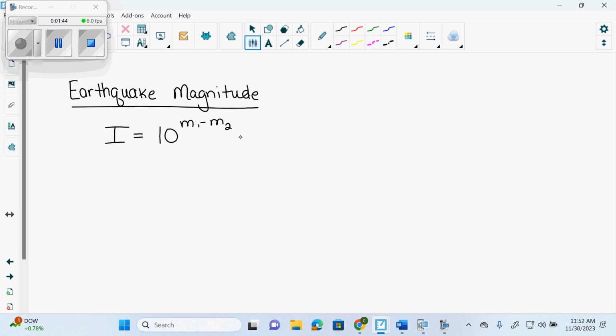So earthquake magnitudes, I equals 10 to the m1 minus m2. Now this is the catch. If I is a large intensity, so if I is greater than 1, it means it's getting bigger. So it's twice as intense, or 3 times as intense, or 7 times as intense, or 100 times as intense. That's a large intensity, right? It's growing. Then M1 is your larger earthquake magnitude. Large intensity, larger earthquake magnitude comes first.